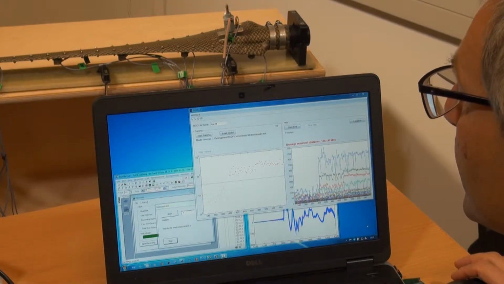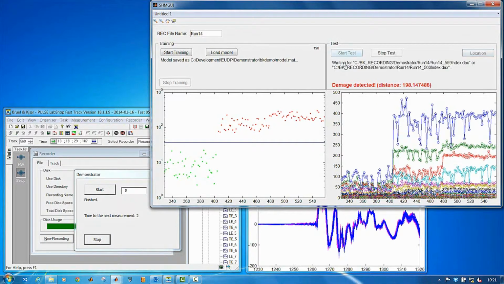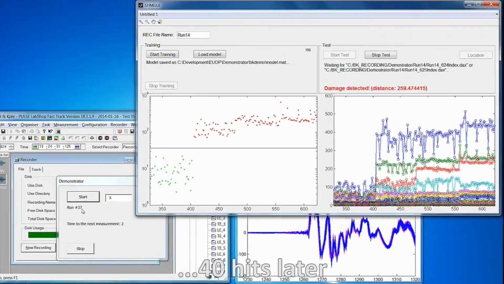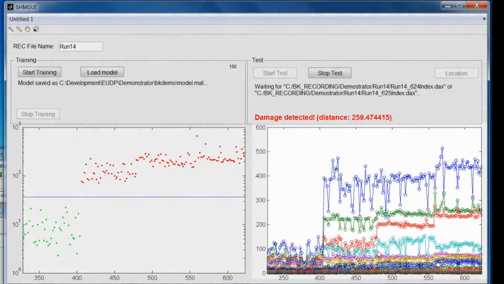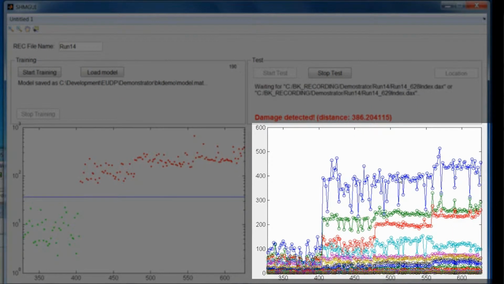Now the third bolt is untightened and I continue the test. Now after about 40 hits, we can still see that the damage is detected and the size indicator is also growing. So you can see there's no damage, one bolt I untightened, the second bolt I untightened, and the third bolt I untightened. So basically you can nicely see the damage is increasing.